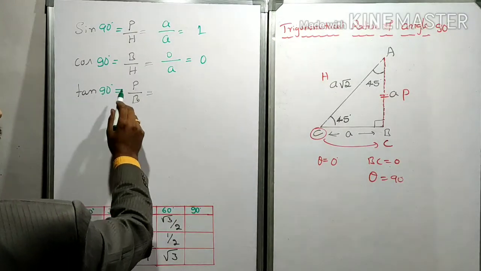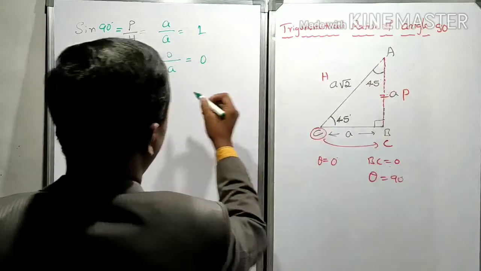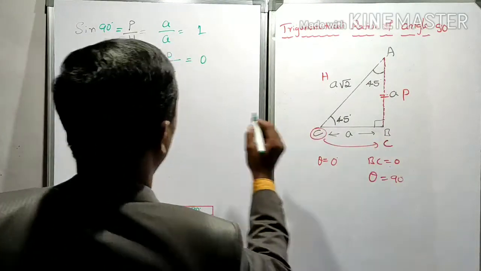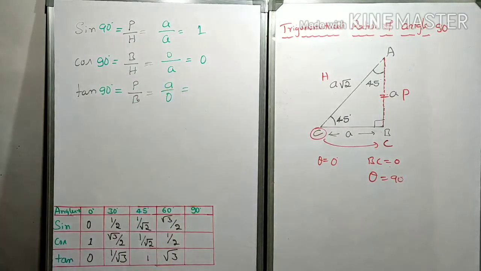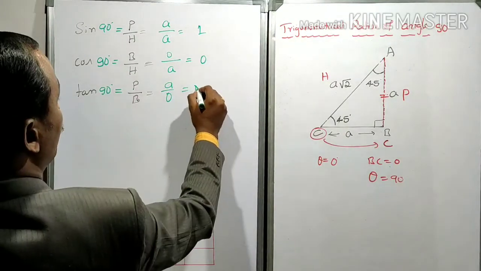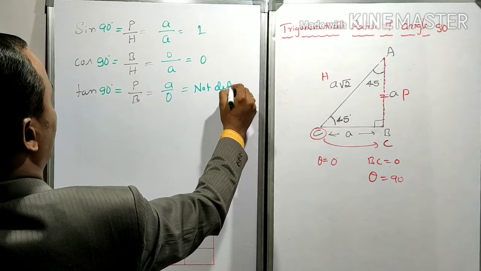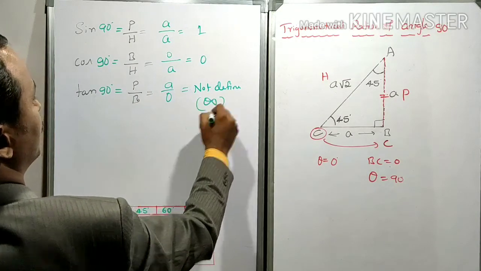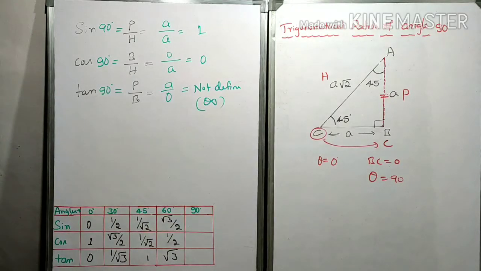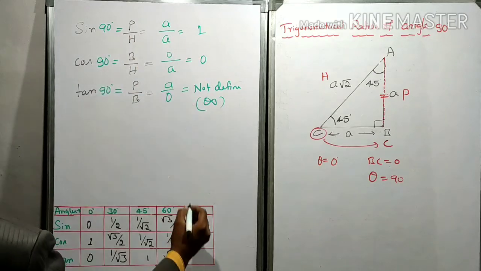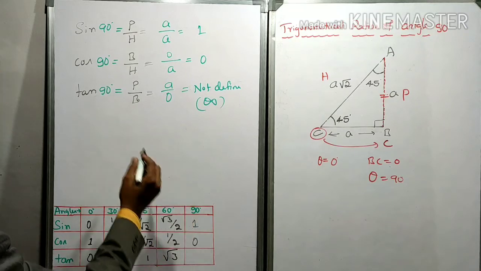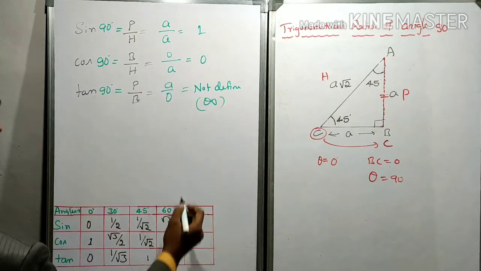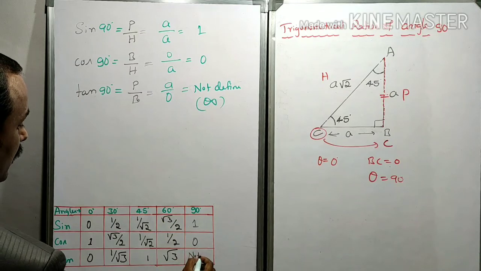Now tan 90 degrees. Perpendicular length is A, base length became 0, so A by 0. Any value upon 0 is not defined, or infinite. Understood, dear children? Now I will substitute the values of the standard trigonometric ratios of 90 degrees. Sin 90 is 1, cos 90 is 0, tan 90 degree is not defined or infinite.